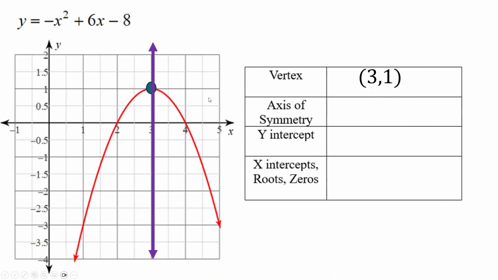It is x equal the x value of your vertex point. So x equal 3. Y-intercept. Okay, so here's an example.